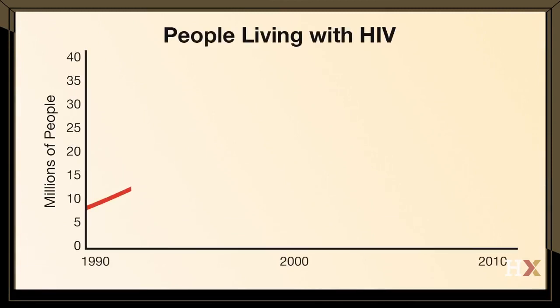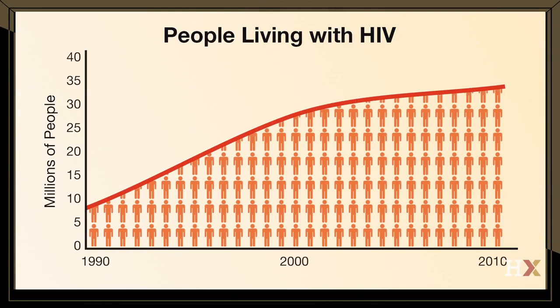And if you look at this graph, this is the rise of HIV since the beginning of the HIV epidemic in the early 1990s. And you can see that according to UNAIDS, about 34 million people are estimated to be living with HIV today.